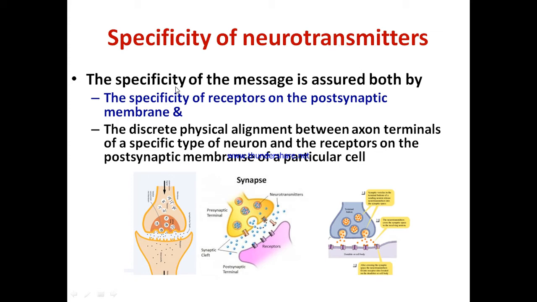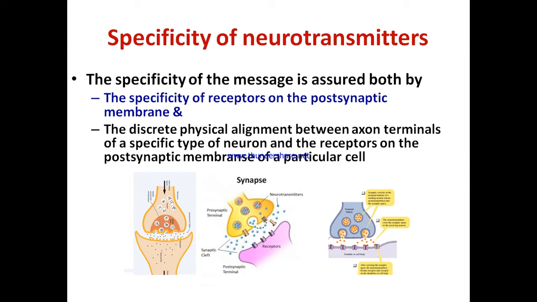And the specificity of the neurotransmitter, how is it decided? The specificity of the message is assured by the specificity of receptors on the postsynaptic membrane. So this neurotransmitter is released here and it should go and bind with the receptors on the postsynaptic neuron or dendron. So there should be specific receptors on the postsynaptic dendron. That will decide the specificity of the neurotransmitter. There can be different types of receptors on different postsynaptic dendrons, and depending upon that, the specificity is decided. If the receptor on the postsynaptic dendron is not specific to the chemical messenger released, no action will be produced. The messenger released will go without any use.